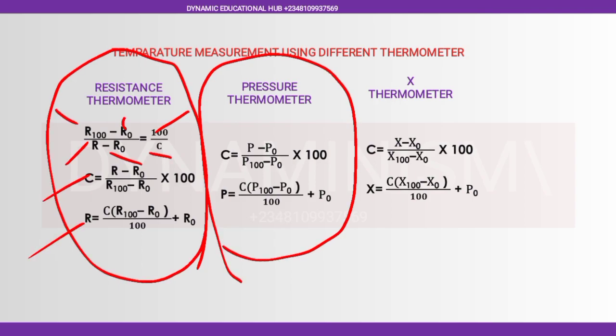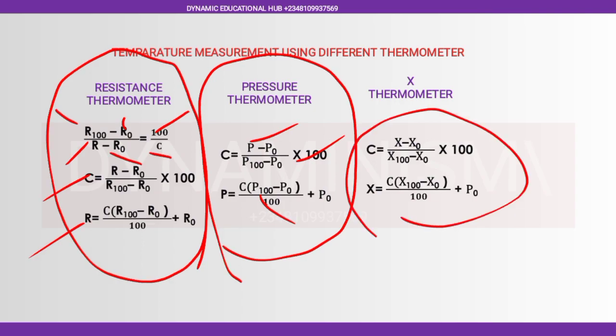The same thing with your pressure thermometer. If you make C the subject of the formula like this one, you get the pressure minus the pressure of the lower fixed point over the pressure of the upper fixed point minus the lower, multiplied by 100. You get this. And the same thing with the X thermometer, which means any thermometer that you don't know. Let's say they are telling you that a faulty thermometer is reading some value at the upper fixed point and another value at the lower fixed point. At the end of the day, you can use all these formulas to solve it. You don't need to cram these formulas.